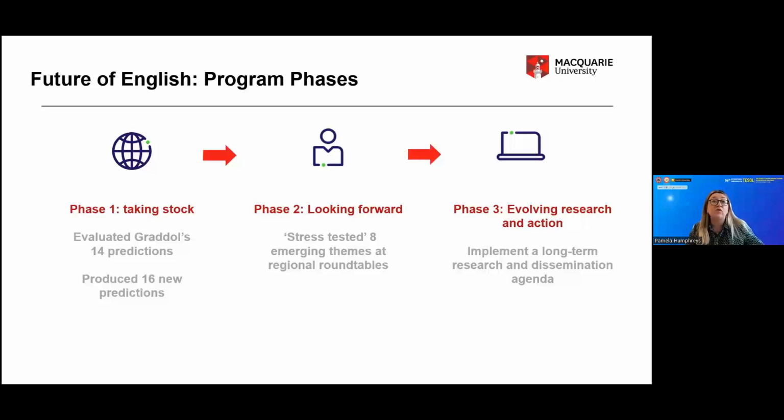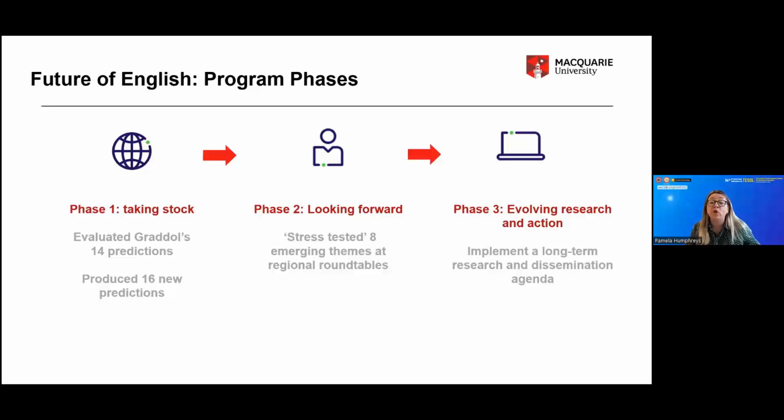So phase 1 has already occurred. Phase 1 was to take stock basically of what was predicted in English Next as its starting point, and to evaluate Graddol's predictions before looking forward to the future. And the British Council came up with 16 predictions for the next decade in their phase 1. Phase 2 is coming to an end now, actually.